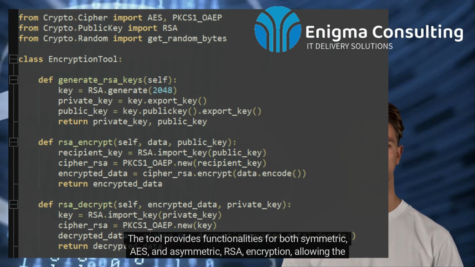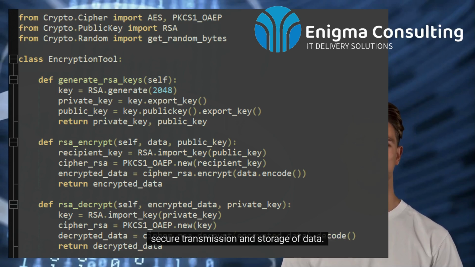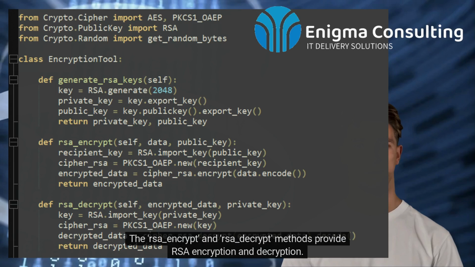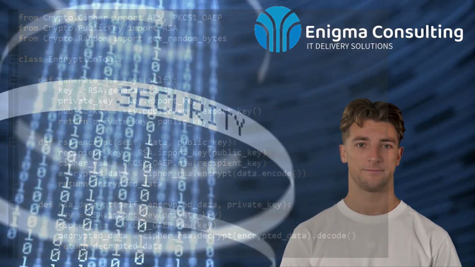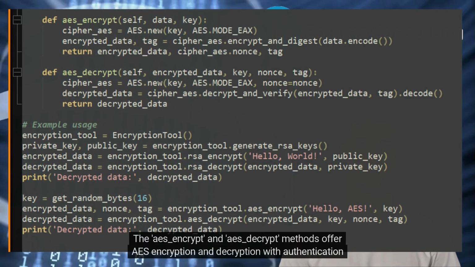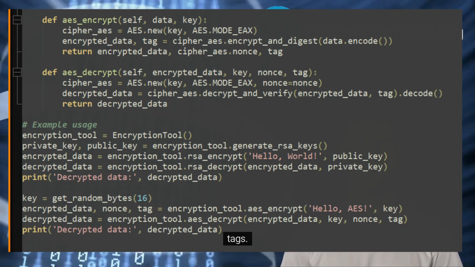The tool provides functionalities for both symmetric AES and asymmetric RSA encryption, allowing the secure transmission and storage of data. Generate_RSA_keys method creates a 2048-bit RSA key pair. The RSA_encrypt and RSA_decrypt methods provide RSA encryption and decryption. The AES_encrypt and AES_decrypt methods offer AES encryption and decryption with authentication tags.